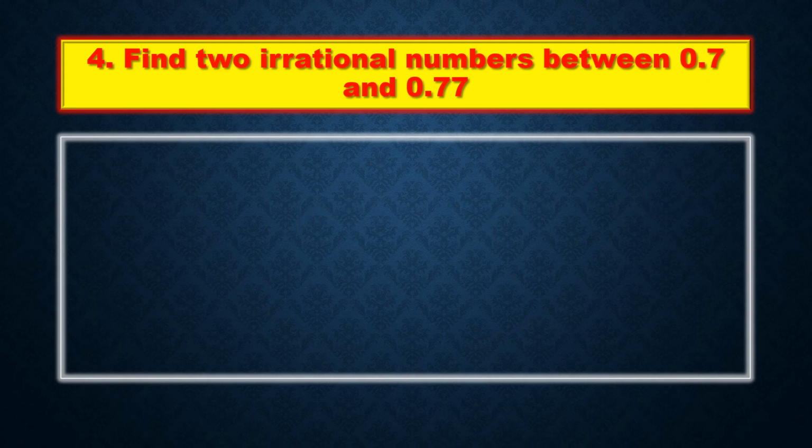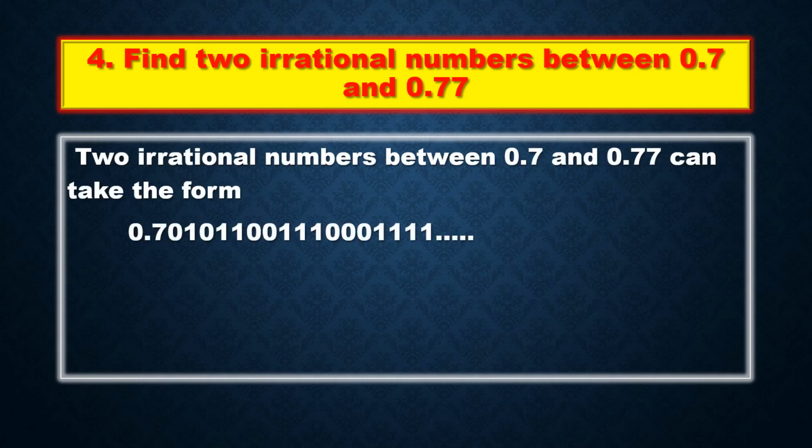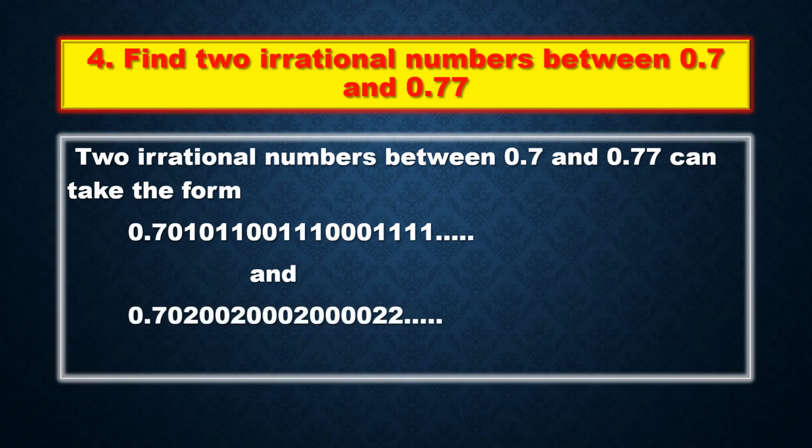Whereas 0.77 also does not have any continuity. The dot dot dot is not there. If it stops here, it is a terminating decimal, so it is a rational number. So between two rational numbers, he asked again to find two irrational numbers. So you can write any decimal expansion. So 0.701 01100001100, like that, or else you can write 0.70200200002 with 4 zeros in that way. Any decimal expansion you can write. So let us go to the next problem.